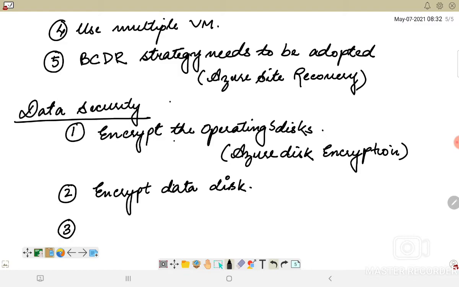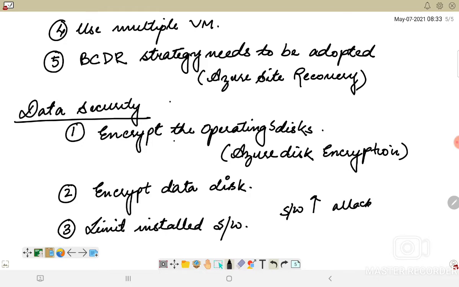Number 3 is we have to limit the installed software. Limiting the installed software is required to successfully apply to the solution, because this guideline will help to reduce the solution's attack surface. The more software involved, the larger the attack surface will be. So we have to make sure that if the number is less, the attack surface will also be less.